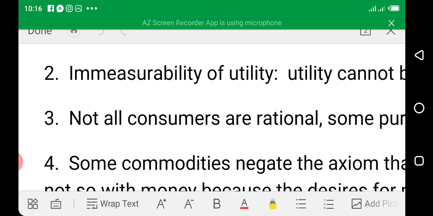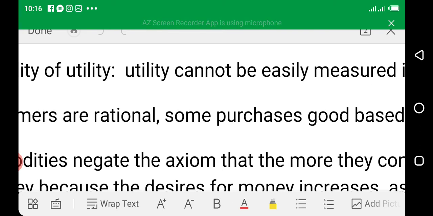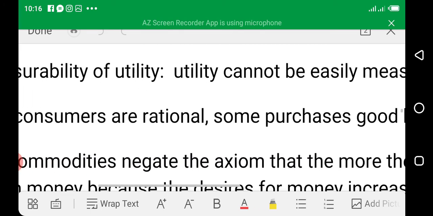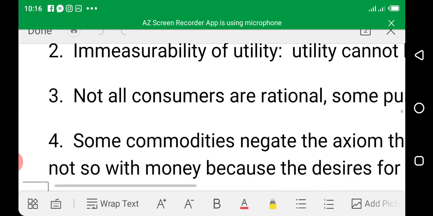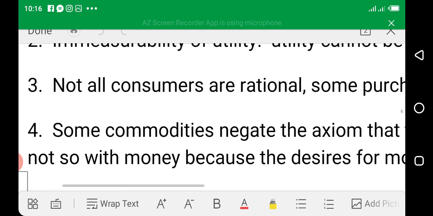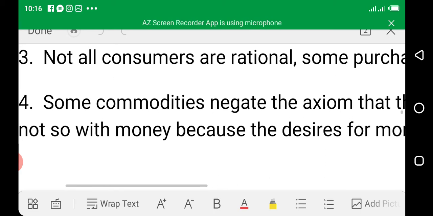Then immeasurability of utility. What this implies is that utility cannot be easily measured in terms of cardinal numbers, meaning that it's only the person that took the product that can say the amount of utility derived. It cannot be expressed using a percentage or number like 50 units or whatever level of utility. No, it's not done that way.